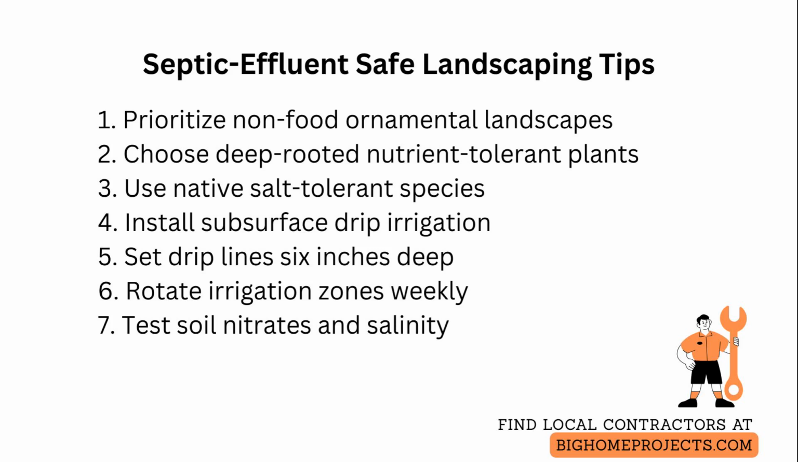Install subsurface drip lines set at least 6 inches below the surface so effluent never wets foliage and spray drift is eliminated. Rotate irrigation zones on a weekly schedule to avoid long-term saturation and to allow soil microbes to process nutrients between applications. Regularly test soil nitrate levels and soil salinity every season and reduce application rates or increase rest periods if concentrations rise. Maintain a simple operation log noting flow rates, dates, and plant performance so you can correlate adjustments with outcomes and avoid over-application.